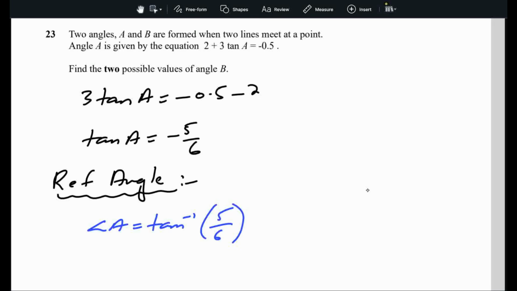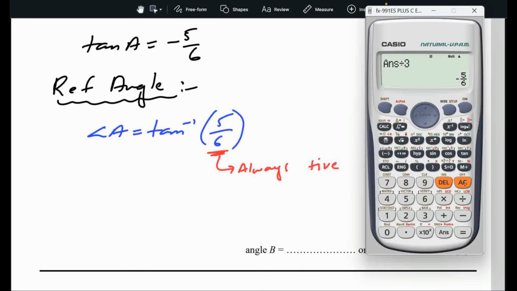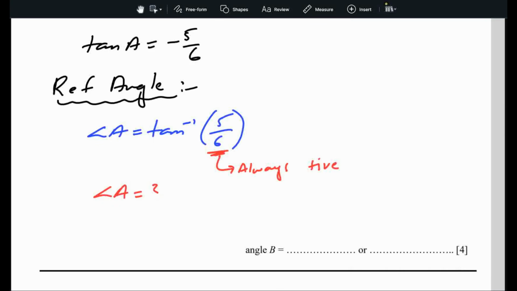Now is there any mistake? No, there is no mistake, because keep one thing in your mind: when we have to find the reference angle, we always take this positive. Now just use the calculator again: shift tan inverse of the fraction 5 by 6. So this will be equal to 39.8. So angle A is equal to 39.8. This one is basically the reference angle.